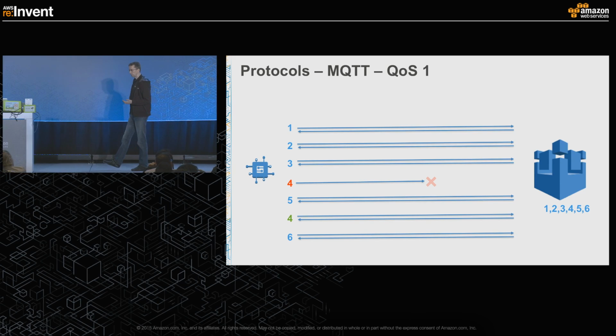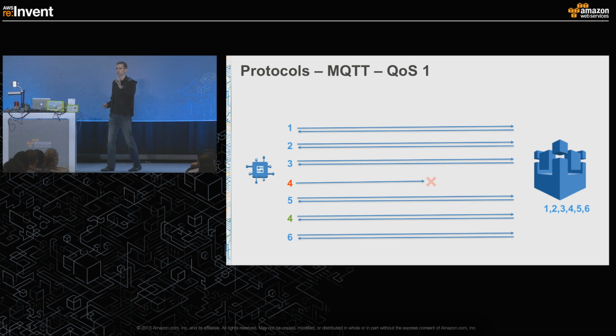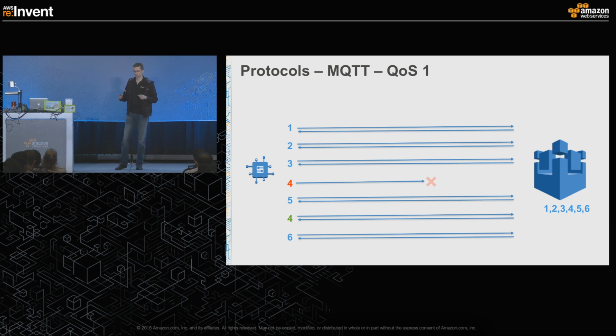However, maybe for the command and control messages, you don't want to lose those. You want to make sure that the device actually receives the control message, like do something. So for that, QoS 1 is better. With QoS 1, there's end-to-end acknowledgement, and you can see message number 4 is lost in transit, and then it's retransmitted again. So that is QoS 1.